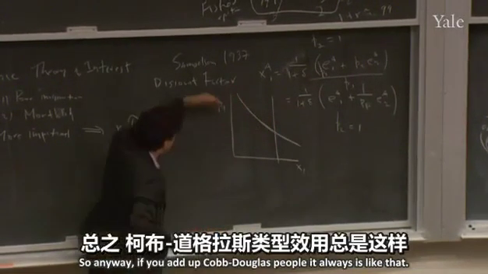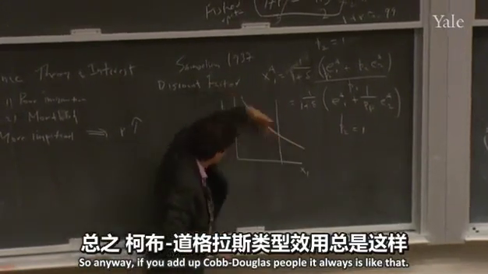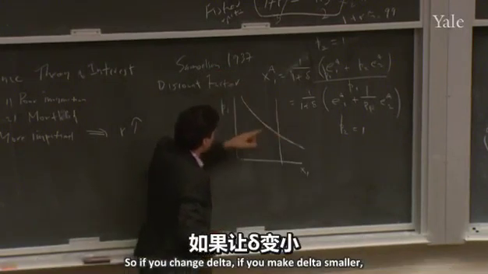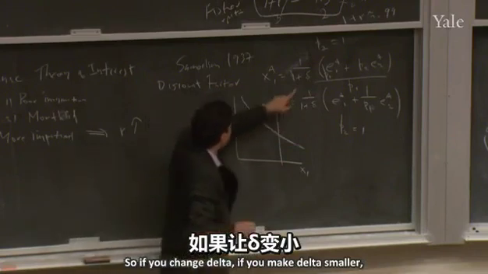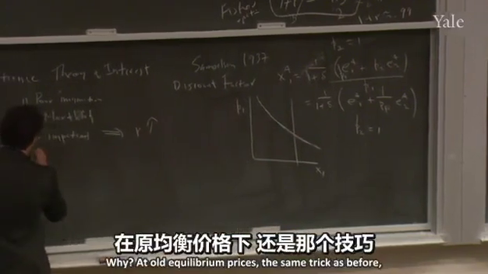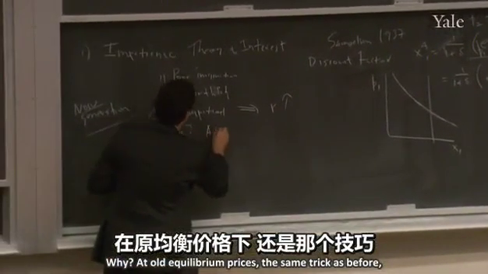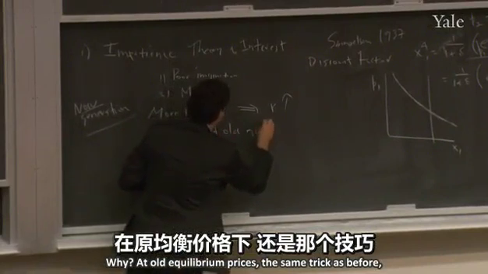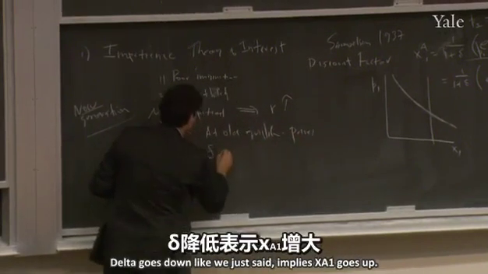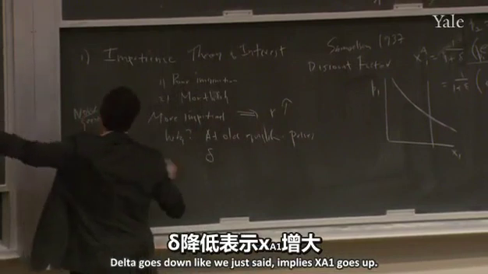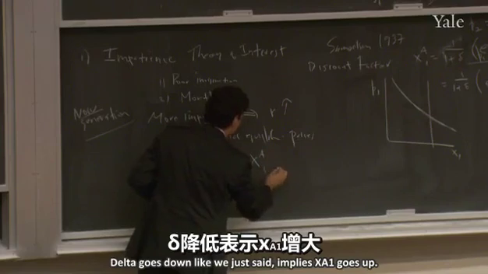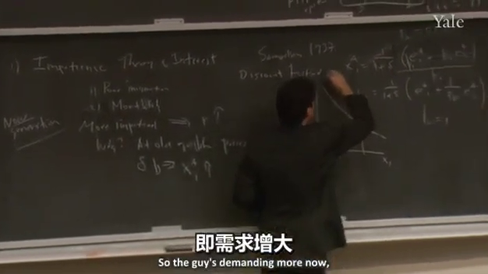Anyway, if you add up Cobb-Douglas people, it always is like that. The demand for any good goes up as its own price goes down. So if you make delta smaller, that's going to raise demand for A1. At the old prices, why? At old equilibrium prices, the same trick as before, delta goes down, like we just said, implies X_A1 goes up. So he's demanding more now.